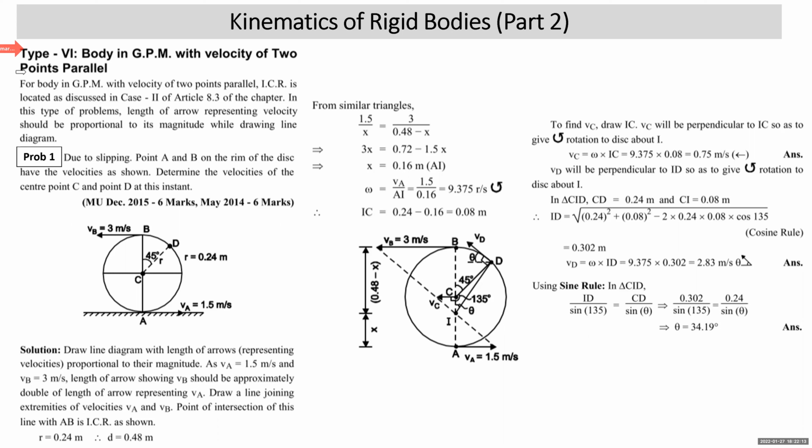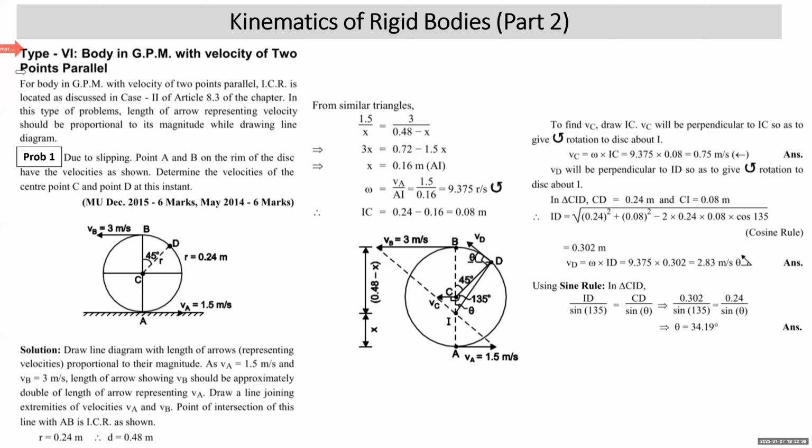But in this type, the velocities of the two points are given and they are parallel. If they are parallel, then the problem goes to the second case of locating the ICR. When the velocities of the two points are parallel, how do you locate the ICR? We simply draw a line joining the extremities of the two velocity vectors. Where this line intersects the line joining the two points, that becomes your ICR.